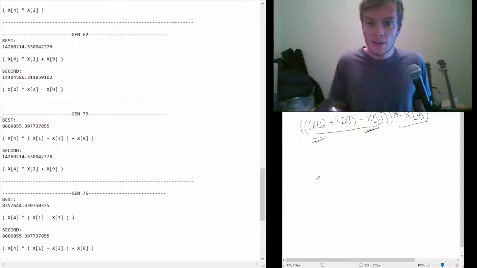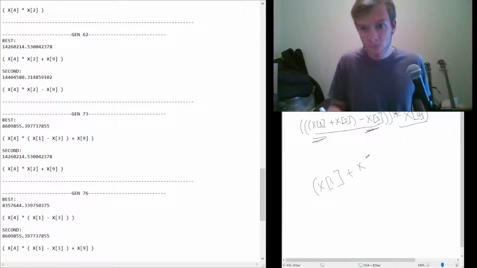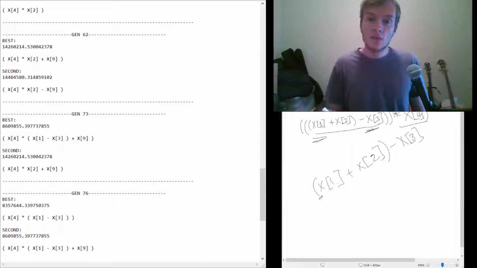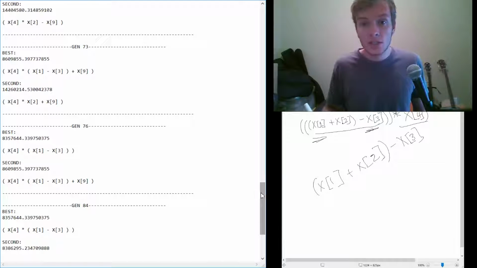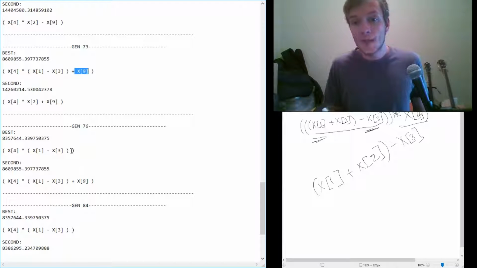Now, if you think about it, x1 plus x2 minus x3 is the exact same if you don't have the parentheses here. So these parentheses do not matter. The order doesn't matter. X1 minus x3 times x4 is significantly better than the previous situation. So this is a very good equation, and you will see that in 3 generations it actually removed the extra variable that was unimportant. So now this is almost spot on.